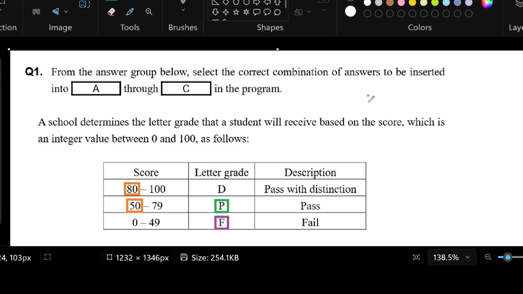Question number 1 of the PhilNITS FE afternoon portion of the exam. In this question, we are given an integer value from 0 to 100, and from that integer, we should be able to determine the letter grade for that student.